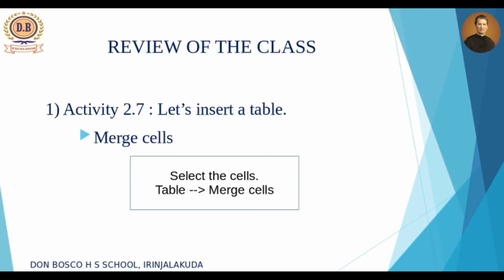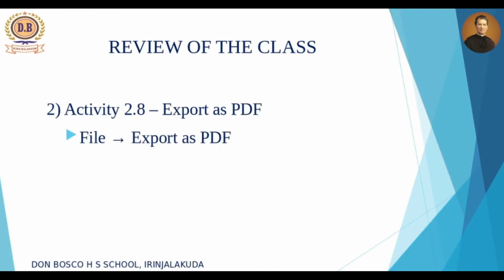Let's see the review of the class. Today we have discussed the first activity, activity 2.7 in your textbook. Let's insert a table. In that you have seen one option called merge cell. Select the cell and go to the Table option, select the merge cell option. And the second activity was activity 2.8 in your textbook, exporting as PDF. File, Export as PDF, give a suitable file name and select the folder and click on the Export button.